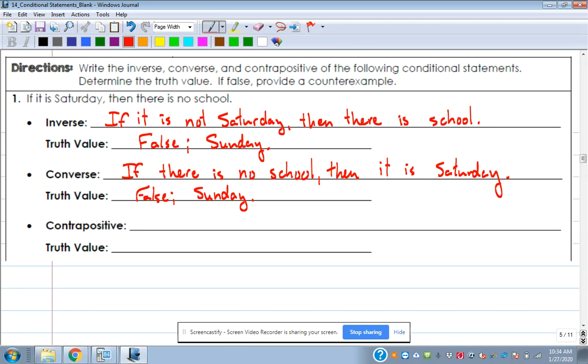The contrapositive does both of those. It's the inverse of the converse. So if there is school, then it is not Saturday. Truth value? I'd say it's true. We don't have Saturday school in McNairy County. Not yet, anyway.